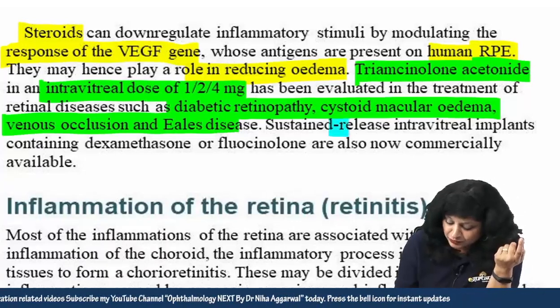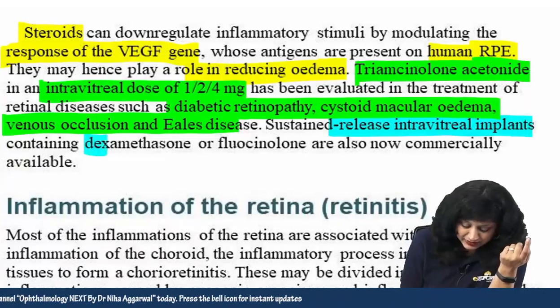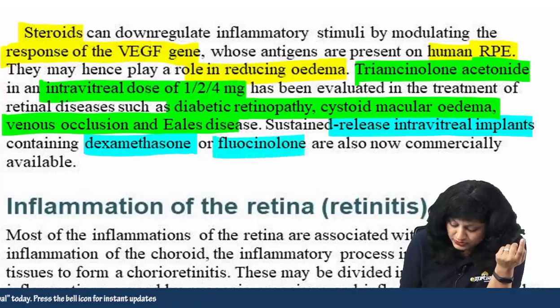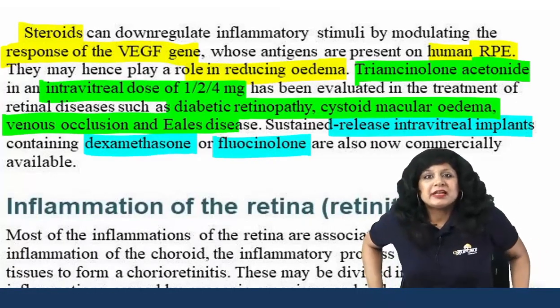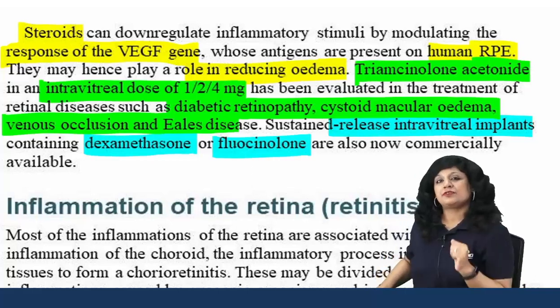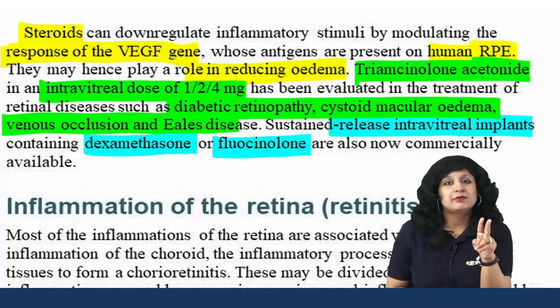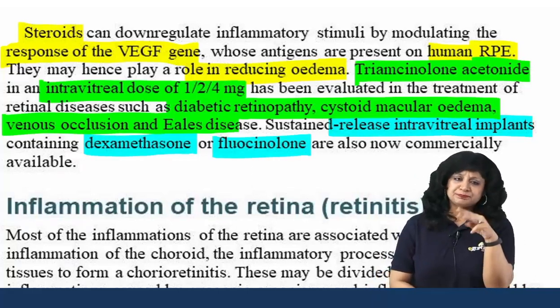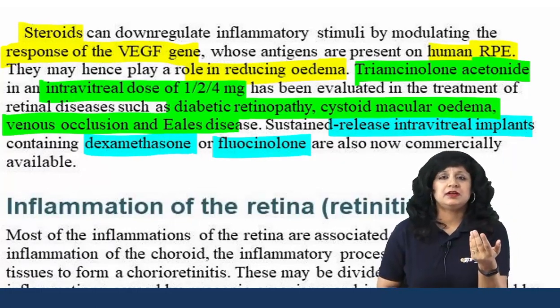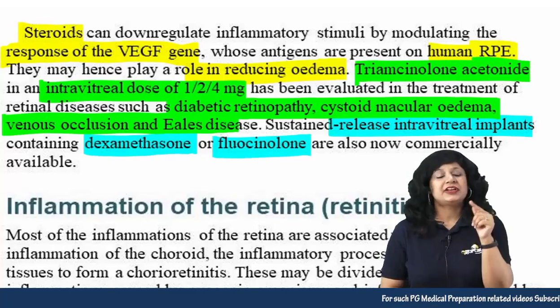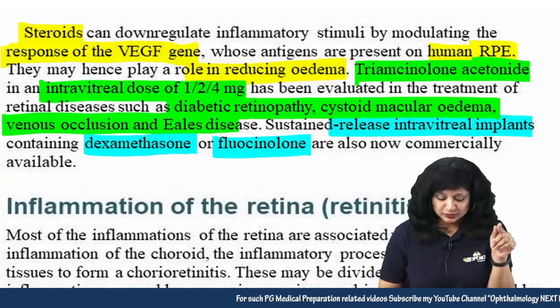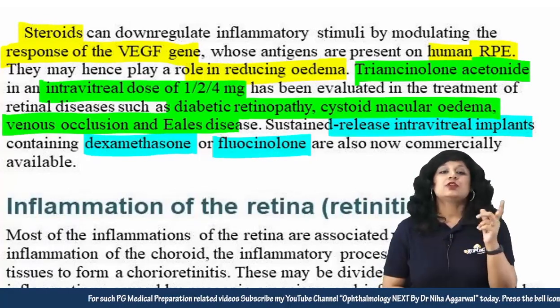We also have the implants. The intravitreal implants are there. They contain dexamethasone or fluocinolone. They are also commercially available. Now, what you have to remember is which drugs we can give by the intravitreal route, right? Then what is the name of that drug? What are the doses of that drug? Are there any implants there? So we have the sustained release implants also, and these sustained release implants contain dexamethasone and fluocinolone. They are also commercially available.